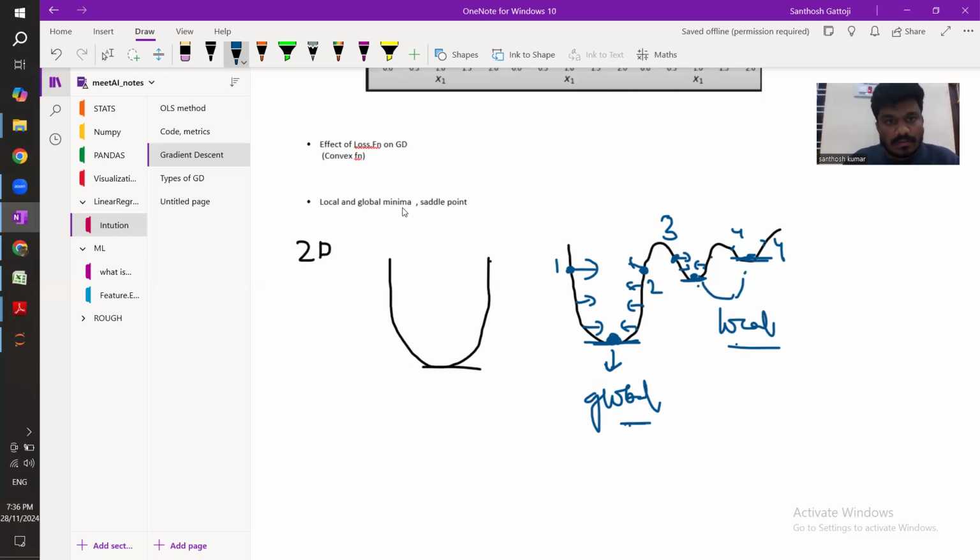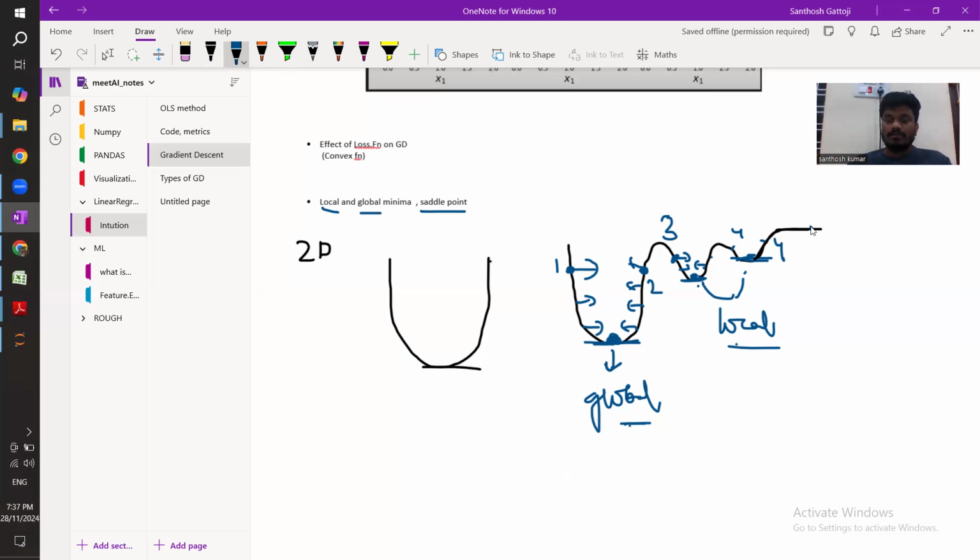But before that, as I have said, we have seen local and global minima, and there is also something called a saddle point. For example, you have a loss function like this, and after that there is a kind of plateau. It's flat for some time, fine.